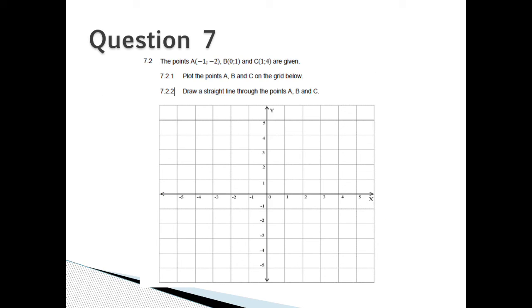Question 7.2. The points A (minus 1, minus 2), B (0, 1), and C (1, 4) are given. 7.2.1. Plot the points A, B, and C on the grid below. 7.2.2. Draw a straight line through the points A, B, and C.